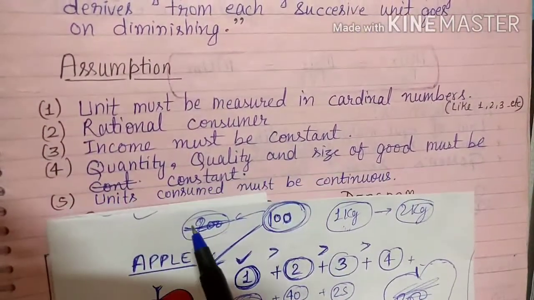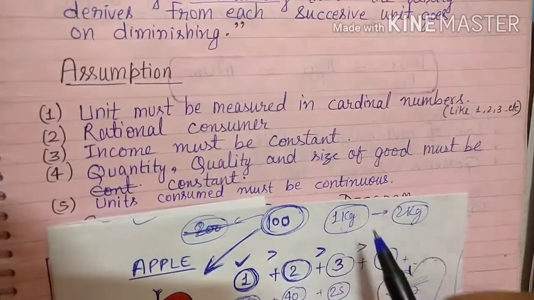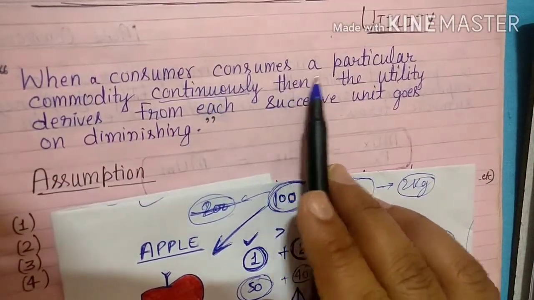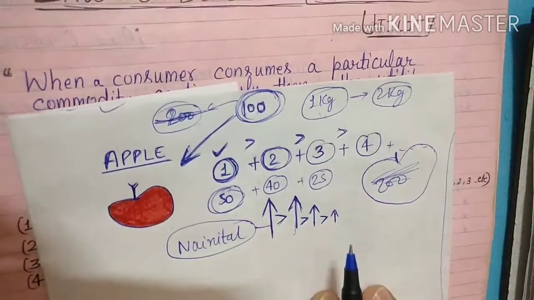Then what comes? Units consumed must be continuous. It is very important. We have read this in the definition also: when the consumer consumes a particular commodity continuously, it should not be like that.